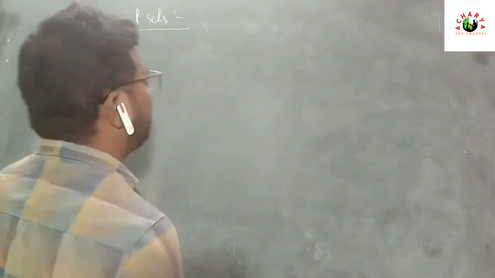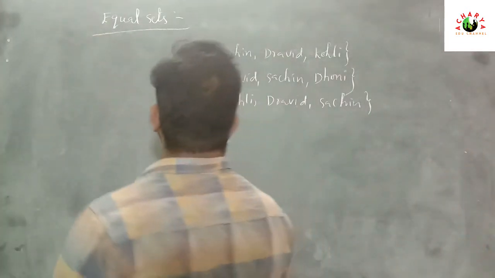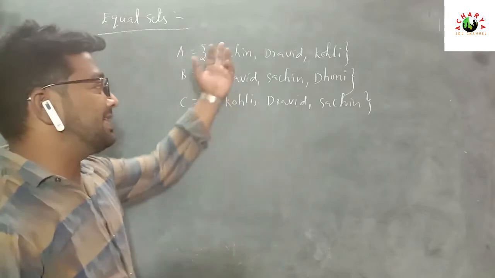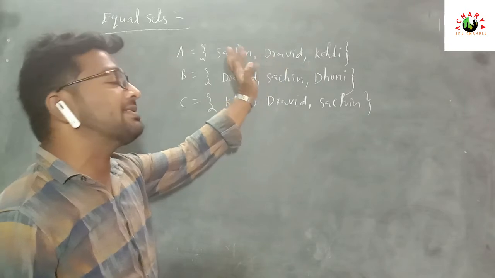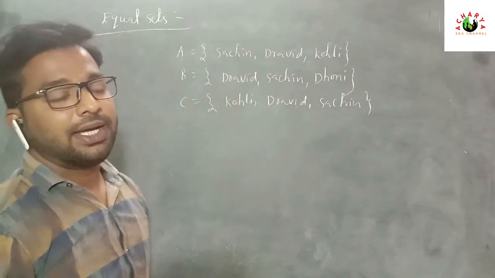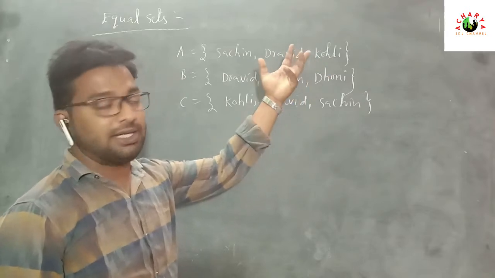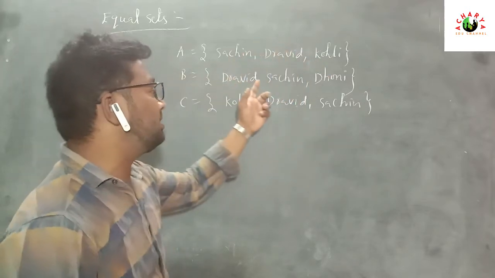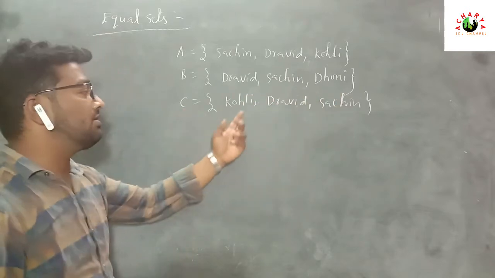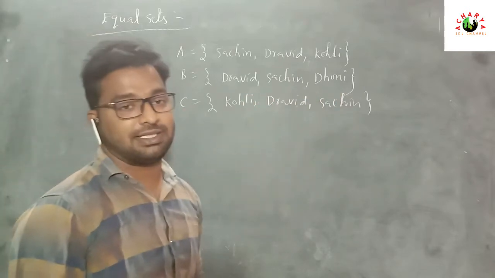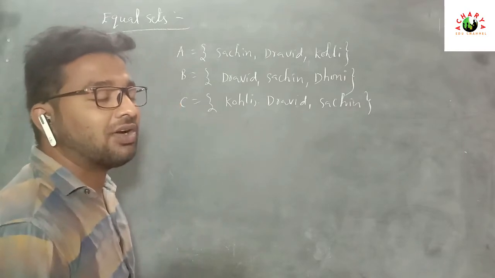Equal sets. I am giving one example. Here we are observing A is equal to Sachin, Dravid, Kohli. These three are the elements in the set. We can see B is equal to Dravid, Sachin, Dhoni. C is equal to Kohli, Dravid and Sachin. How should we identify which are equal sets and which are not equal sets?